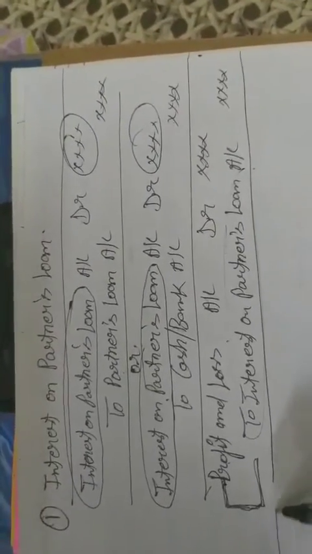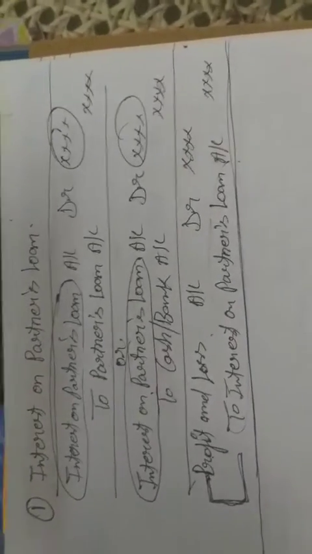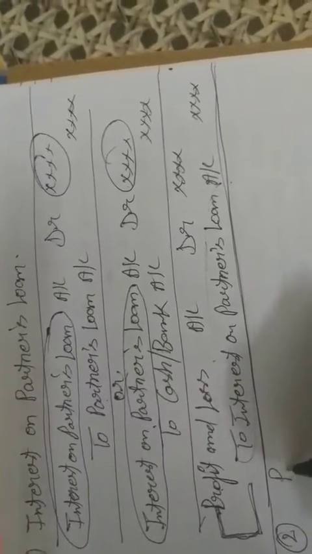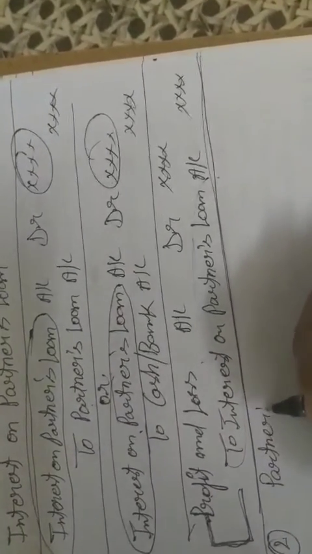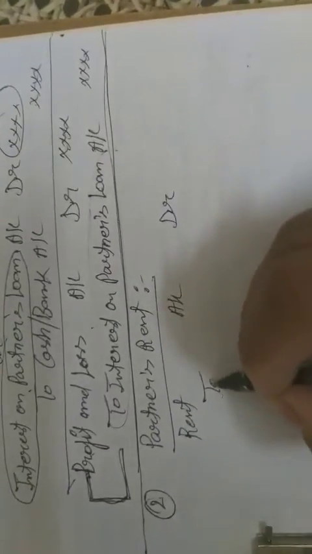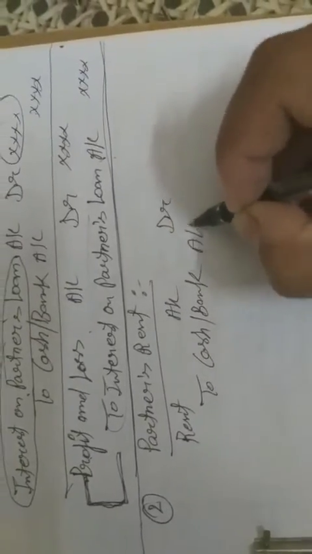So this point must be clear to each and everyone, otherwise you can make mistakes when preparing the profit and loss account, the profit and loss appropriation account, and the partner's capital account. The second thing is partner's rent. What is it? Partner's rent. When the rent is paid to the partners, the journal entry will be rent account debit to cash or bank account, if paid in cash.